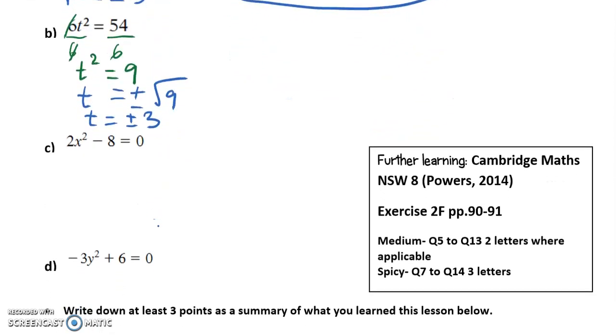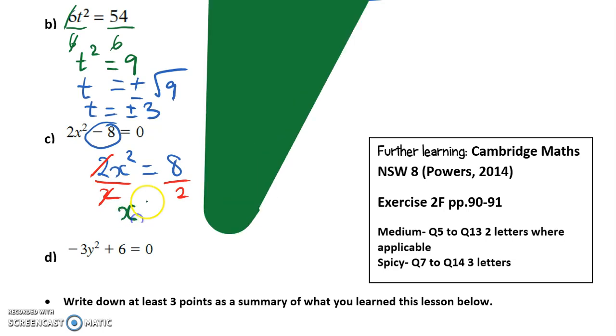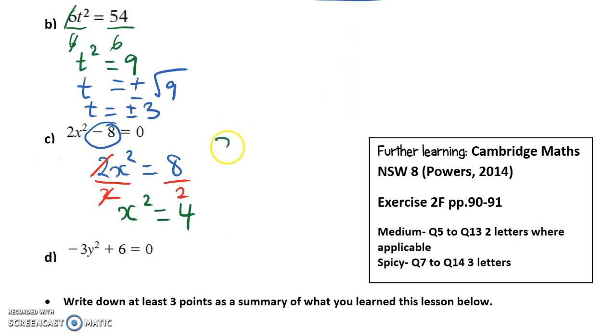In the third example here, I'm going to, again, need to do a bit of work. So I'm going to need to, first of all, do the opposite of negative 8 to both sides, which is adding 8 to both sides. So that gives me 2x squared is 8. Then I'm going to do the opposite to multiplying by 2 to both sides, which is dividing by 2 on both sides. And that's then going to leave me with x squared is equal to 4. And when I do that, I then am going to take the plus or minus square root of 4, which is going to give me the solution of plus or minus 2.